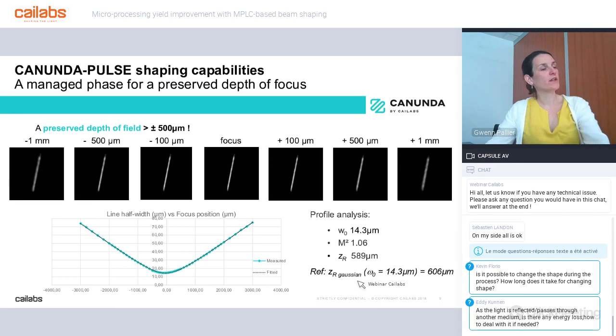What is even nicer is to manage to do that with a top-hat. It's pretty challenging, but what you can see here is we had an equivalent width of the line of 15 micrometers, which gives a Rayleigh range of 600 micrometers, and we managed to have a very nice line in the focus, but also a very nice line at plus or minus the Rayleigh range, as you can see here. So that is a key point regarding the beam quality of the generated beams that will be described afterward.